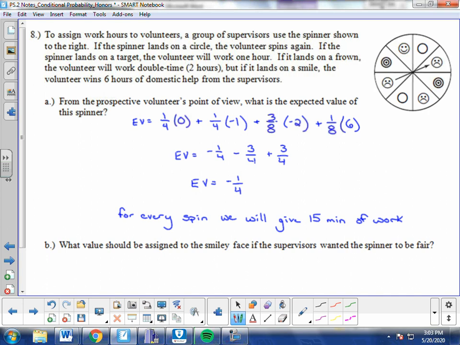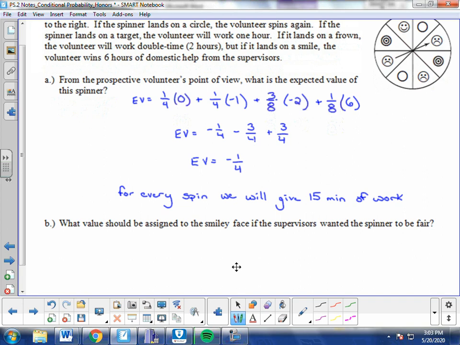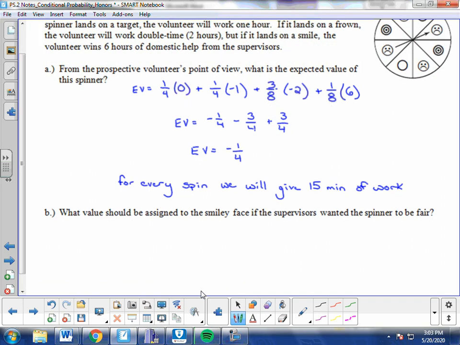So every time we spin, if this is done over and over and over again, based on the probabilities of landing on these different parts, the expected value is -1/4. So for every spin, we will give 1/4 of an hour of work, which would be 15 minutes. So if we spin 10 times, we could expect to give 150 minutes of work to our organization, or whoever created this spinner.